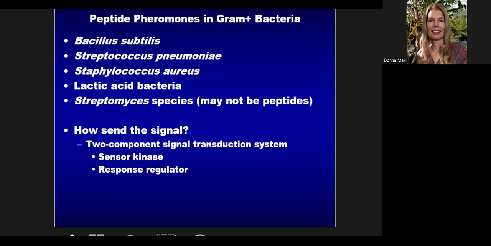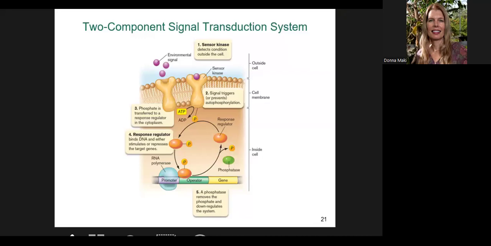So you have to imagine these gram-positives, they're excreting these peptide pheromones out, and so the pink balls are the peptide pheromones. Here's your sensor kinase, so you see it's docking into the sensor kinase. And what that does is it triggers the kinase to get phosphorylated. So there's ATP being used, so it's an energy cost. The ATP donates a phosphate over to the sensor kinase.